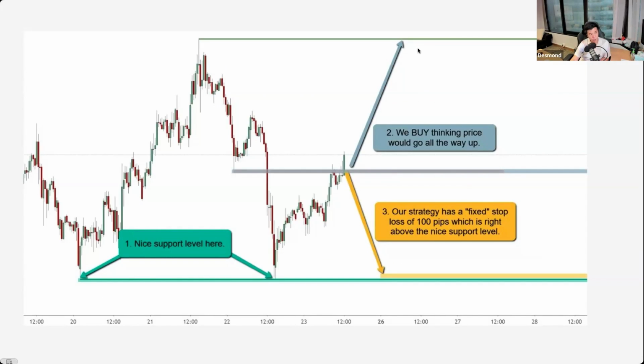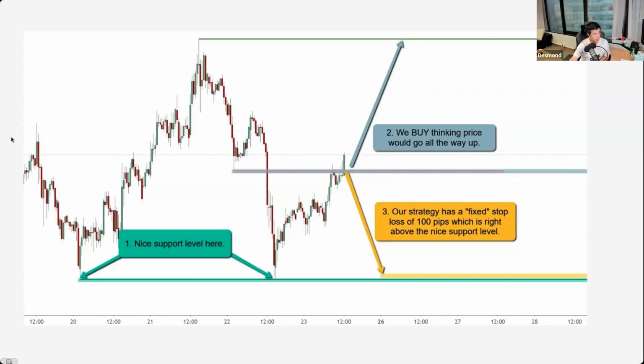We think price is going to go all the way up. Our strategy. If you ever have a strategy that you learn from Forex Factory or YouTube that tells you to have a fixed 50 pips or 100 pips stop loss, I can almost guarantee you that that strategy doesn't work, right? Because it shows the mentality behind the strategy is that there wasn't proper thought process put behind it, okay? Because in this situation, you are putting your stop loss.